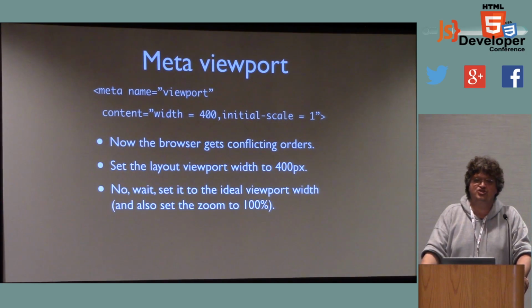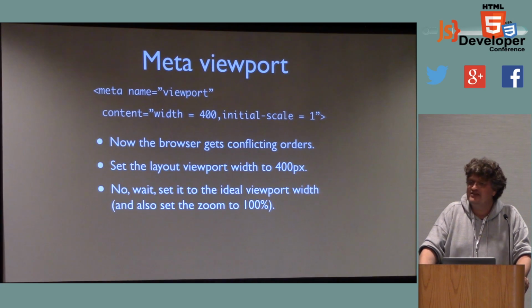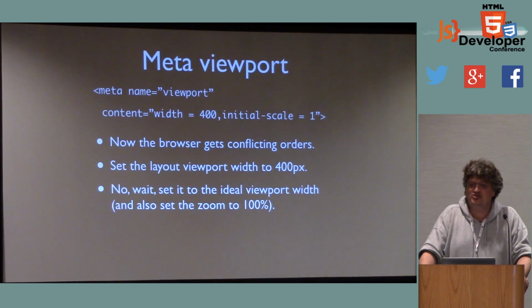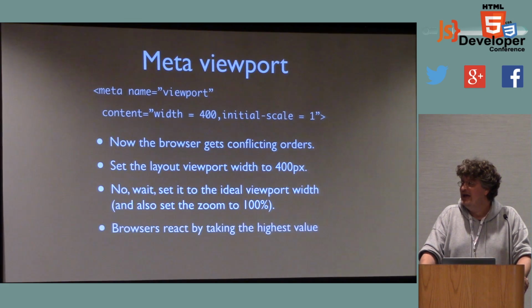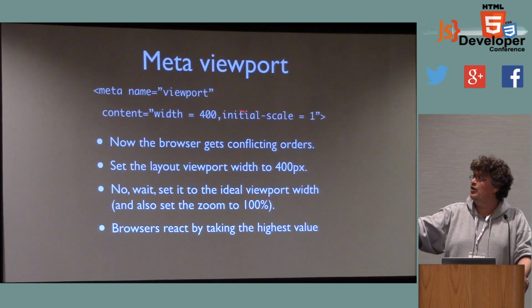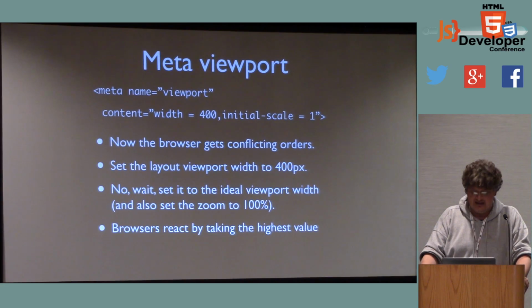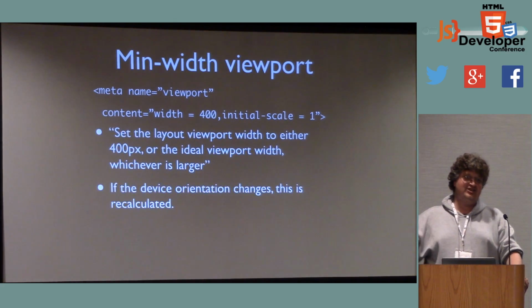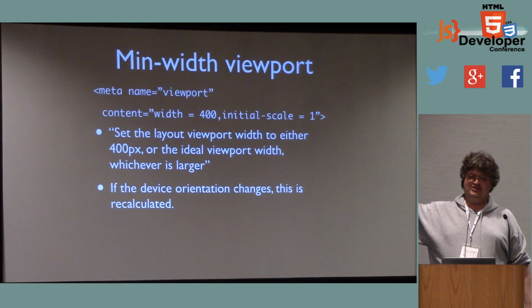What do browsers do? When I wrote this test and did the first test, I expected browsers to be absolutely all over the place and this to be a complete browser incompatibility mess. It turns out that that's not the case. It turns out that all browsers do exactly the same. They use the highest value. So they calculate the width of the ideal viewport, they compare it to 400, and they take whatever is the highest value. And the really fun part is that they recalculate that when the device orientation changes.